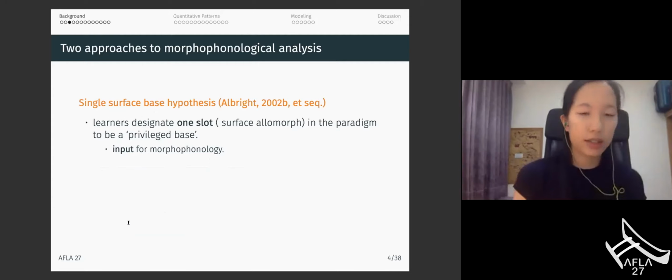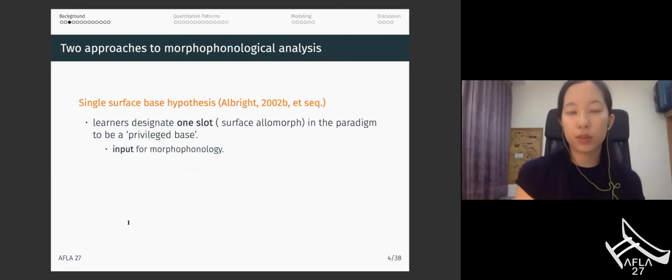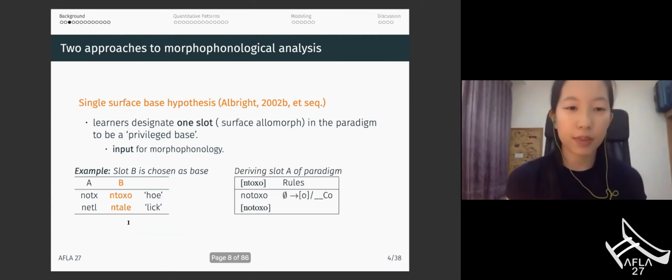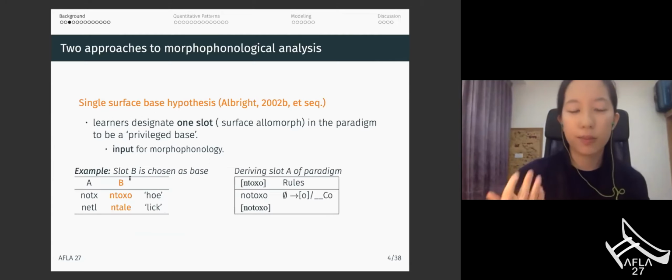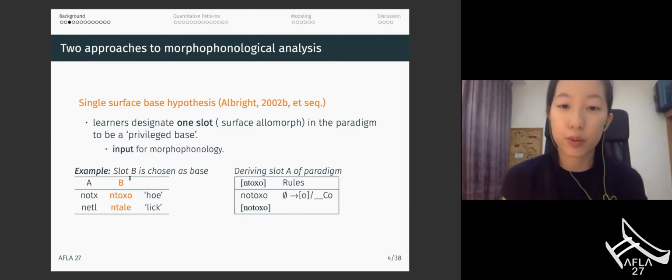So in contrast, there's this newer alternate approach put forth by Albright called the single surface base hypothesis. And under this approach, learners would designate a single slot or surface allomorph in the paradigm to be a so-called base. And this base serves as the input for morphophonology, much as the UR does in the classical theory. So for example, just going back to Tonkawa, if slot B were chosen to be the base, then the grammar would need some way of deriving slot A of the paradigm using a series of rules or constraints depending on what framework you're working in.